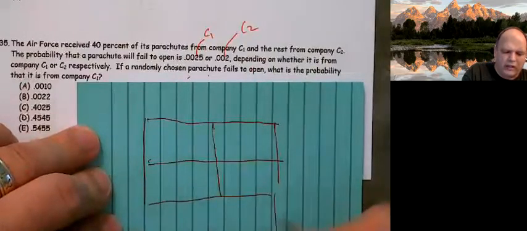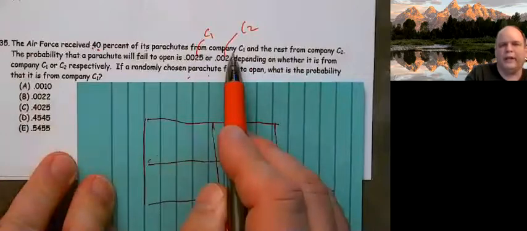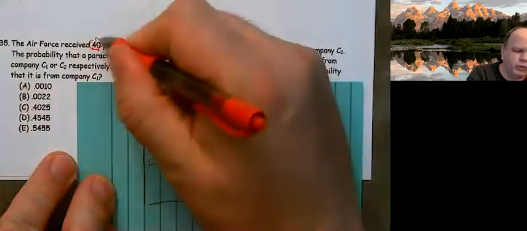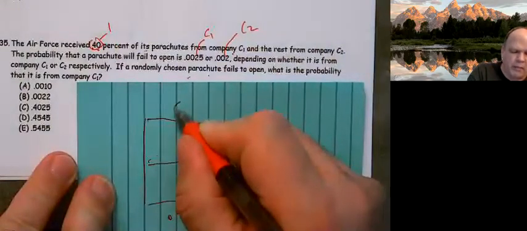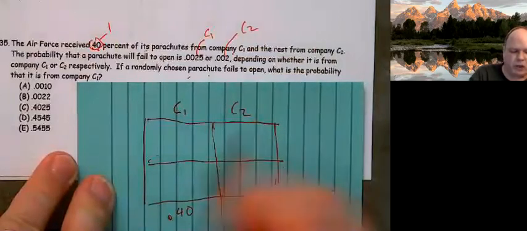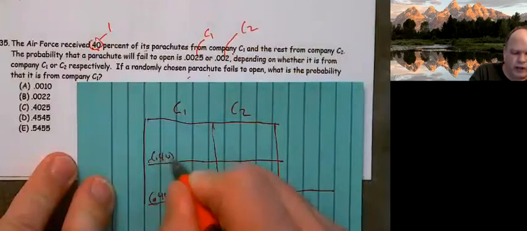When I look at this, I look at that very first number. The Air Force received 40% of its parachutes from Company 1. That has nothing to do with whether or not it opened. It's only associated with one variable. This 40% is one variable, so this right here is 0.40. That makes this Company 1, and this Company 2. So 1 minus 0.4 means 0.60. So 40% from Company 1, 60% from Company 2. And anytime I'm working with the table, I'm bringing up these values just like this.